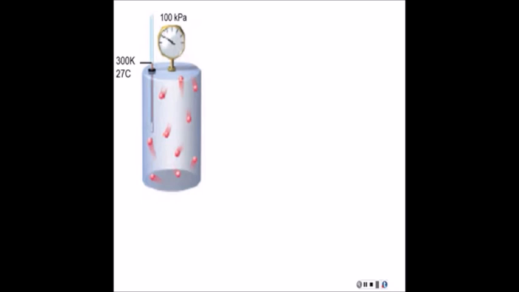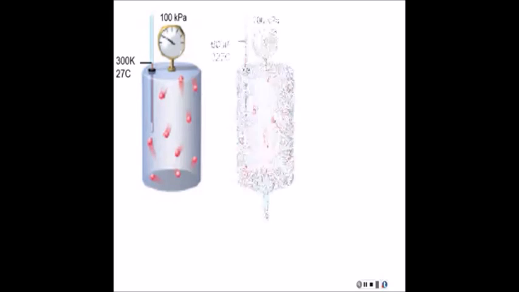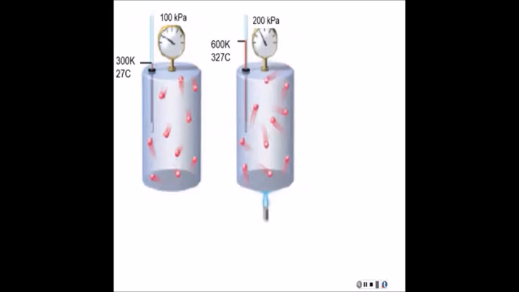Now, next situation we have is a container again with a constant volume, but this time you notice we're taking its temperature. So it's at 300 Kelvin and we have 100 kPa. So what would happen to it if I were to heat this? What do we see happening? To make the pressure go from 100 kPa to 200, I have to double my Kelvin temperature.